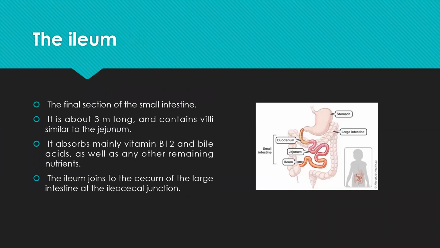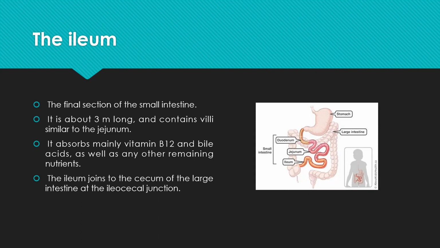Next part of the small intestine is the ileum. It's the final section of the small intestine, and it's about 3 meters long, and it also contains the villi, which is similar to the jejunum. Clear? If you are comparing these three areas, the duodenum, jejunum, and ileum, the duodenum doesn't have the villi like that of the jejunum and the ileum.